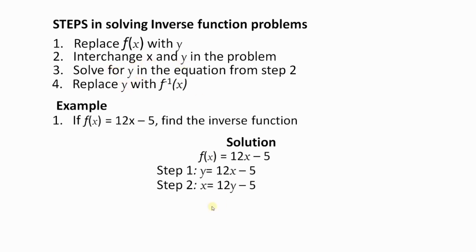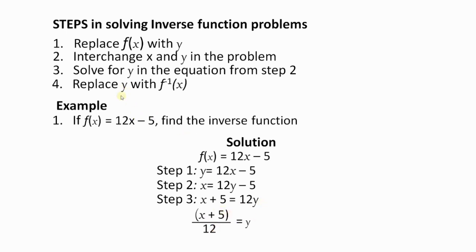Step 2, interchange x and y. So where you see x, you put y. Where you see y, you put x. So we have y here, we put x. We have x here, we put y. So now in this new linear equation, step 3 says you should solve for y. So we are going to make y the subject of the equation. In making y the subject of the equation, you will transpose this minus 5. It becomes positive 5. So it's x plus 5 equals 12y. So you divide both sides of the equation by 12. You will have this value.